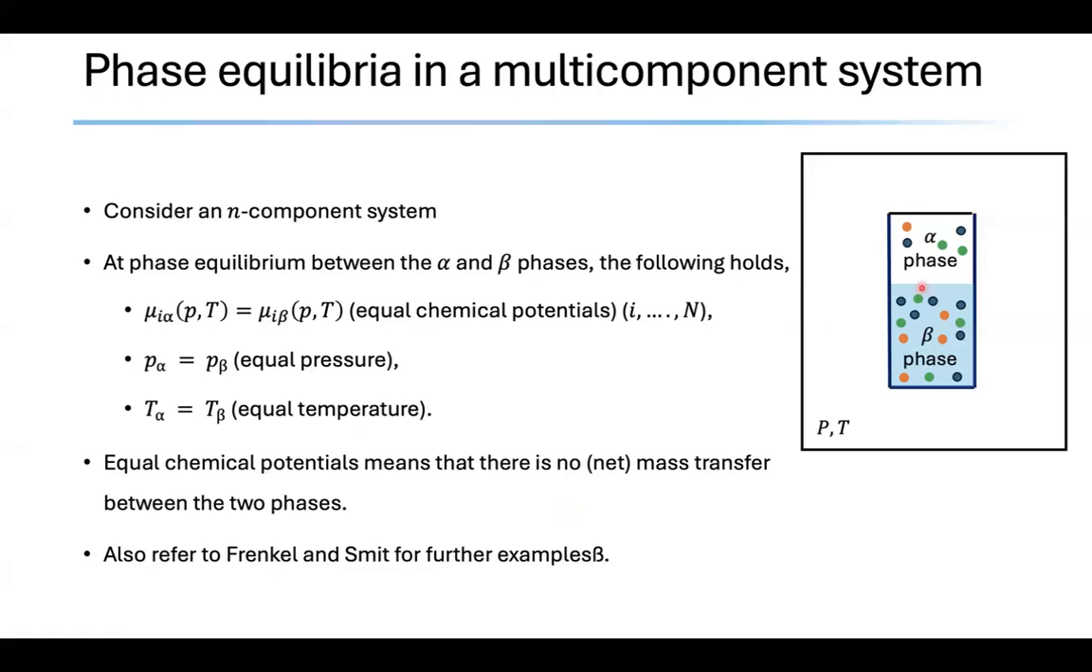If one does not satisfy the equality of chemical potentials for each component, then this would mean that there's a net mass transfer from one phase into the other. And this mass transfer would happen until there is no more mass flow. Thus, equality of chemical potential is an important condition to satisfy during phase equilibrium. For further examples and further explanation, also refer to Frenkel and Smit.